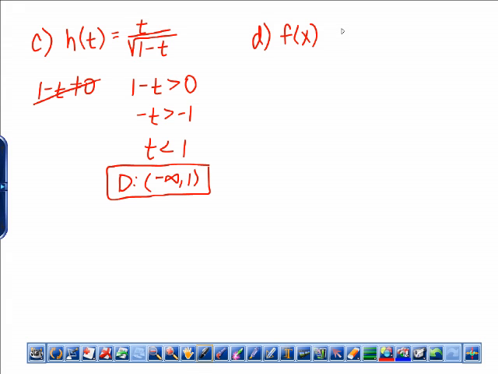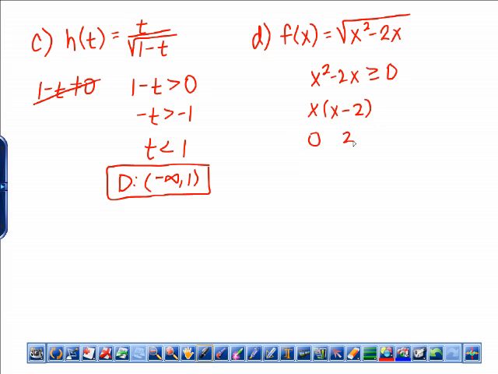Let's say we have f of x is equal to the square root of x squared minus 2x. So again, you set the argument, what you're taking the square root of, greater than or equal to 0, because we know that has to be true, and now this is a quadratic inequality. Now remember, we solve these by factoring. Our two test points are going to be 0 and 2, so we plot those on a number line.